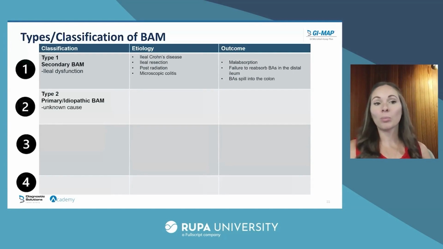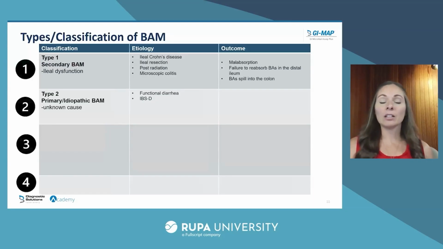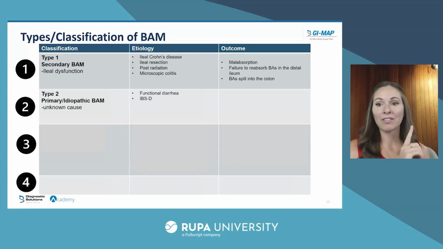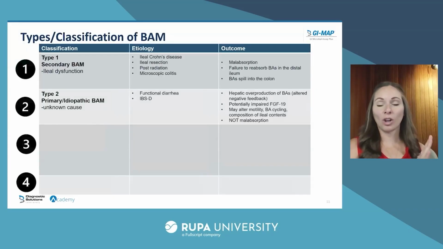Type 2, they call primary or idiopathic BAM of unknown cause. So this is where our functional diarrhea, our IBS-D people come in. And in the literature over and over, they're stating a number that about 30% of people with IBS-D have BAM as their root cause. That is a huge number. Again, we can make a really big impact there. And if we can see that on the StoolOMX, that's going to help us to make a treatment plan for that person. So this is not typically going to be our malabsorption issue.